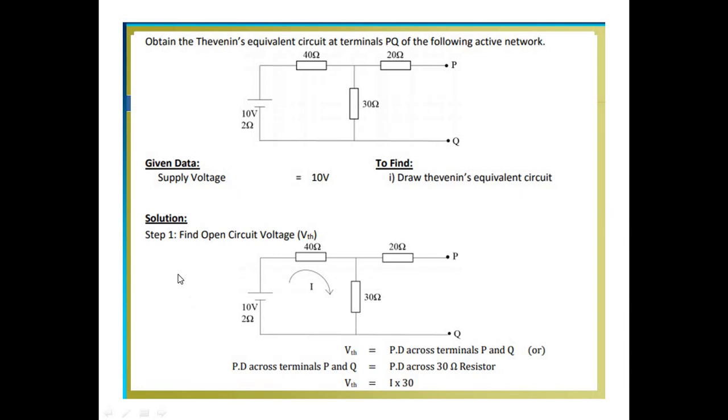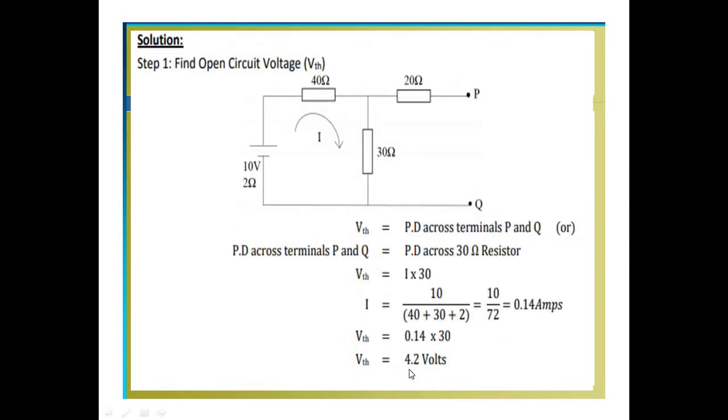Step 1, find the open circuit voltage, that means Thevenin's voltage. V Thevenin is equal to the potential across the terminals P and Q. That means the potential across the terminals P and Q is equal to the potential across the 30 ohm resistor. Here V Thevenin is equal to I into 30. Next we have to calculate the current. I is equal to V divided by R.